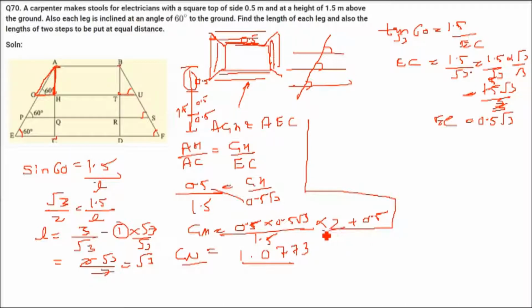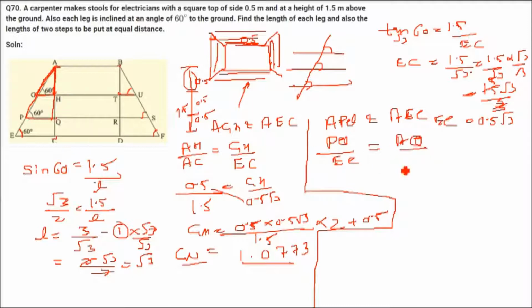Now coming to the second part. I am taking this triangle and the bigger triangle, which we took already. So I am now taking APQ and AEC. APQ, that is this triangle. So PQ by EC is equal to AQ by AC. PQ we don't know, we have to find out.